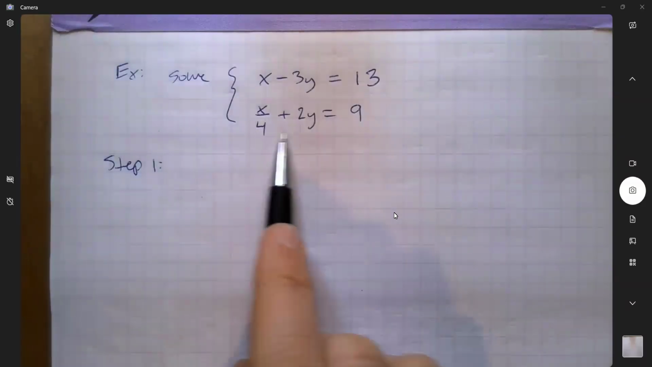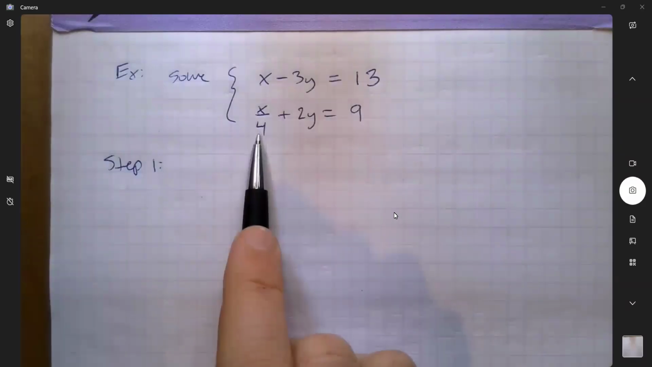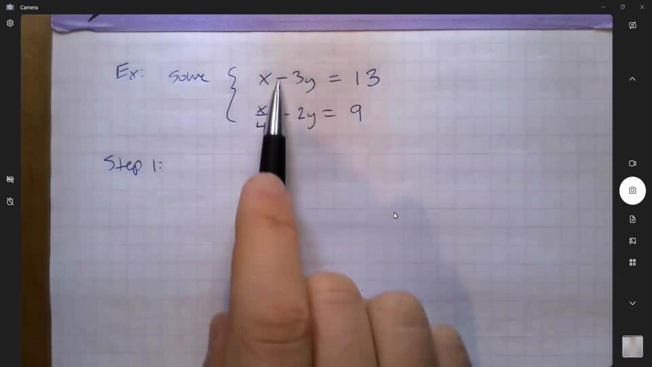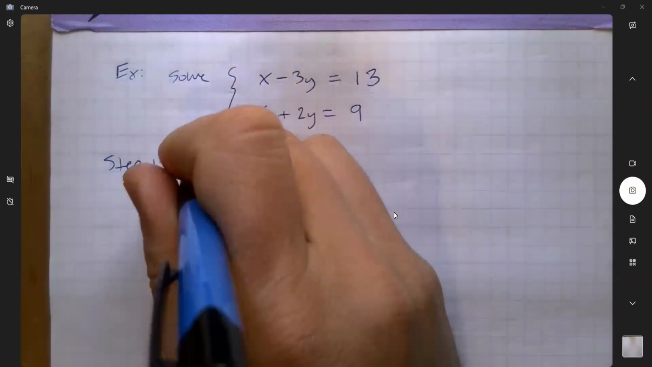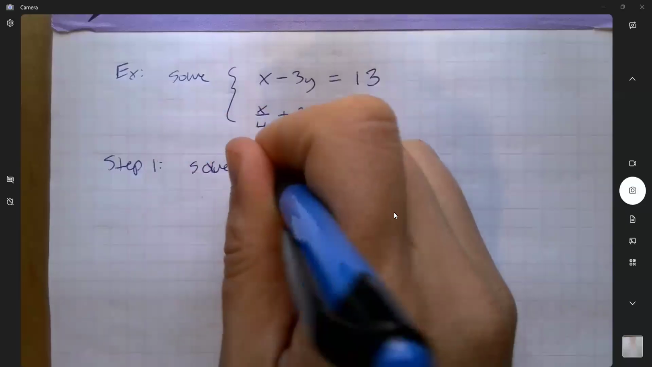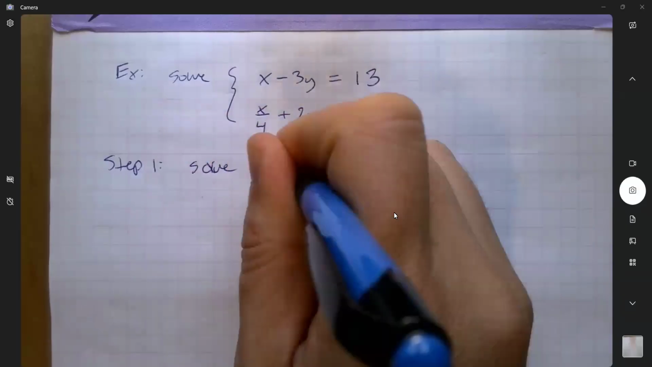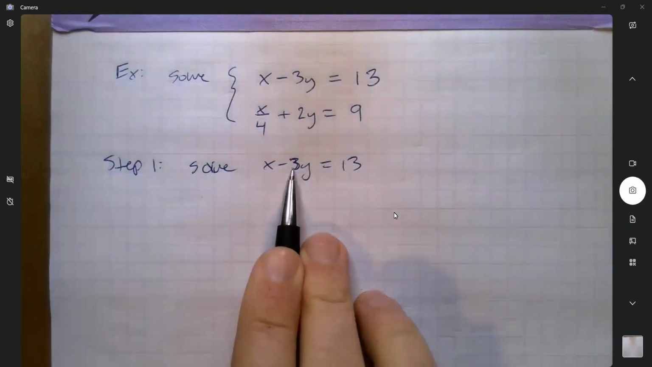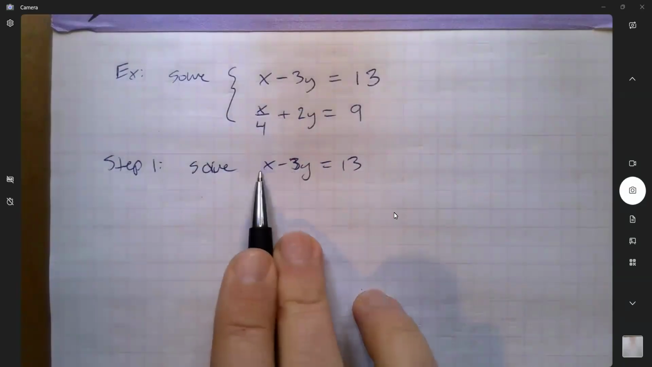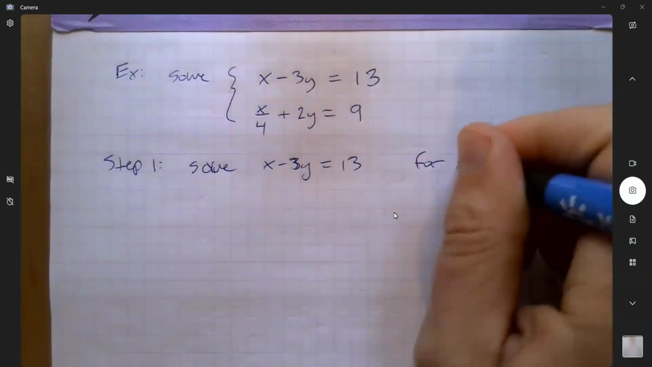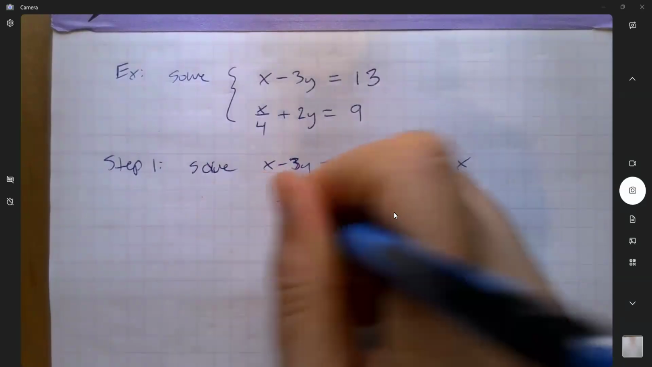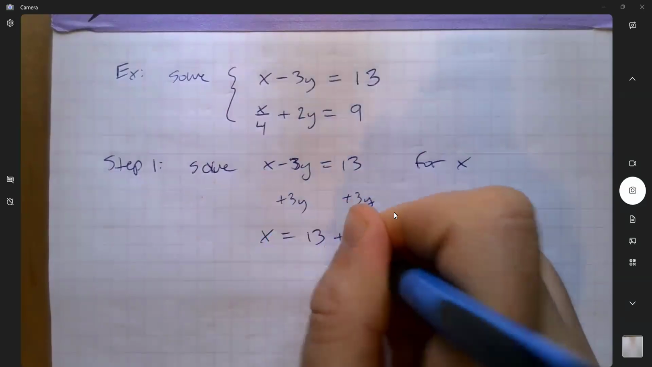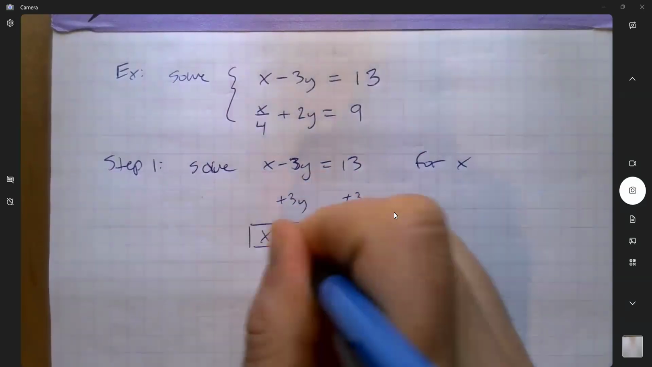If I picked my second equation, I think it might be a little trickier when solving. So I'm going to pick my first equation. I'm going to solve the x minus 3y equals 13. And now I also get to pick which variable I want. Well, I could solve for y, but that's going to be dividing by 3. So in fact, I'm going to solve for x this time. And to do that, I add 3y to both sides, and I get x equals 13 plus 3y. That's my starred equation.